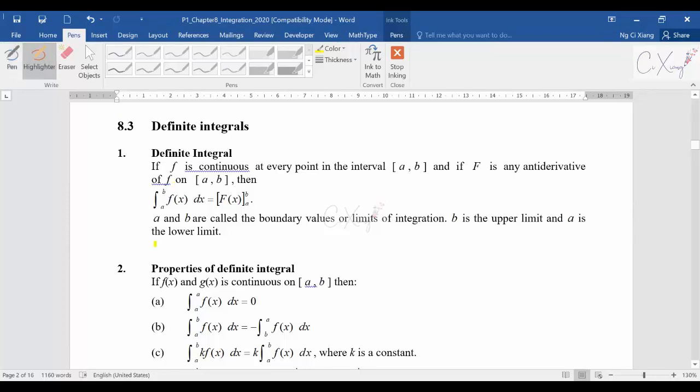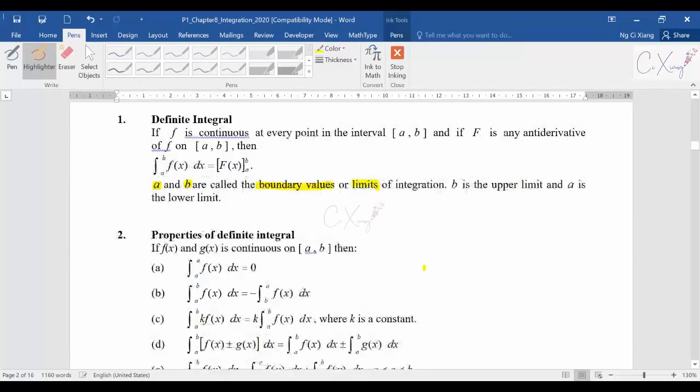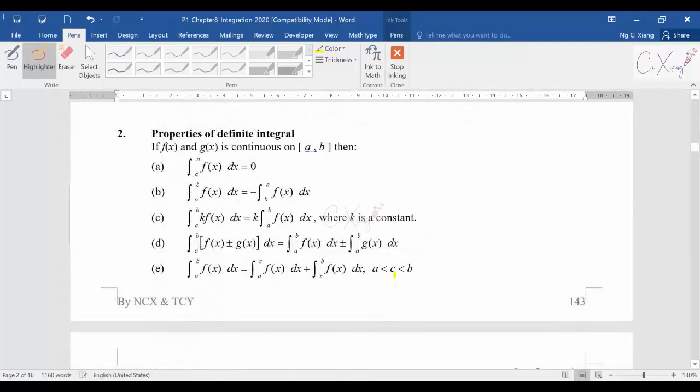What I want you to know is this: we are looking at the values of A and B. The values of A and B, we call them boundary values or limits of integration. B is the upper limit and A is the lower limit. It is quite basic, but you should roughly know the names of B and A. Now, the properties of definite integral. For those who learned integration before, I think this shouldn't be a problem.